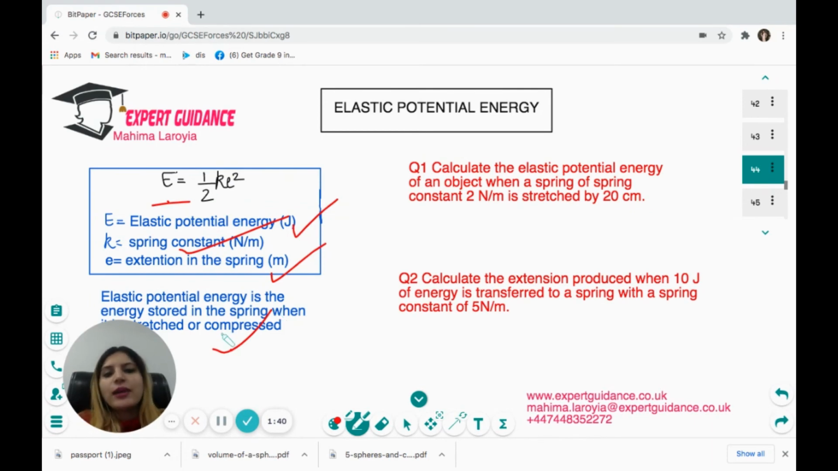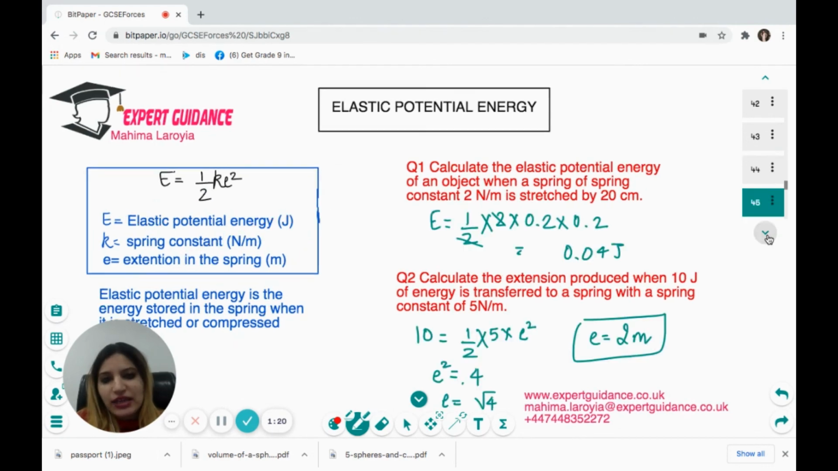Okay, so now you have 2 questions on the board to calculate the elastic potential energy when the spring constant is given to you and its stretch is given to you. In question number 2, they have given you the elastic potential energy and the spring constant and ask you to work out the extension. So you have to rearrange this formula. Have a go at these questions and come back to check the answers.